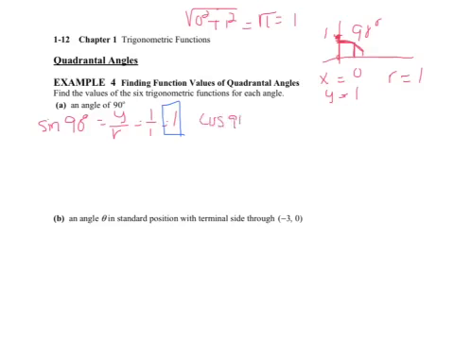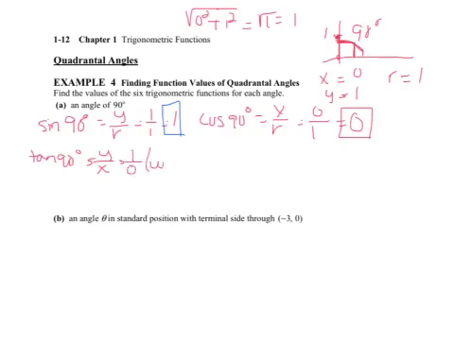Cosine of 90 degrees is x over r. My x value is 0. My r value is 1. So then cosine of 90 degrees equals 0. Then we go to tangent of 90 degrees. Tangent of 90 degrees equals y over x. Well, my y value is 1 and my x value is 0. You cannot have 0 as a denominator, so tangent of 90 degrees is undefined.